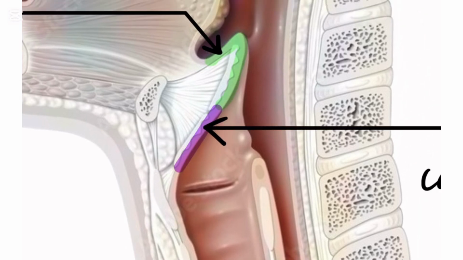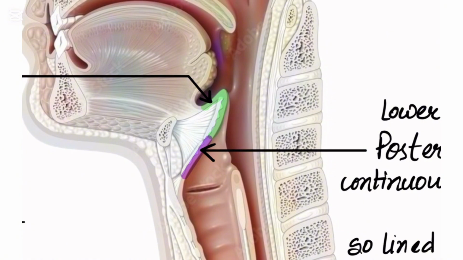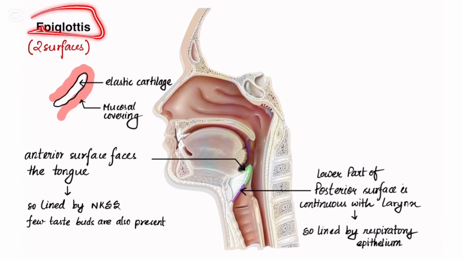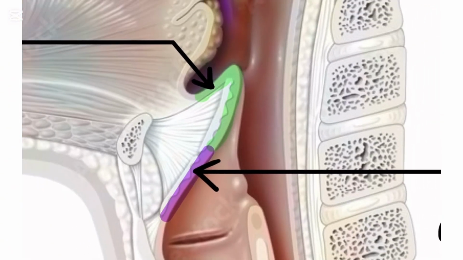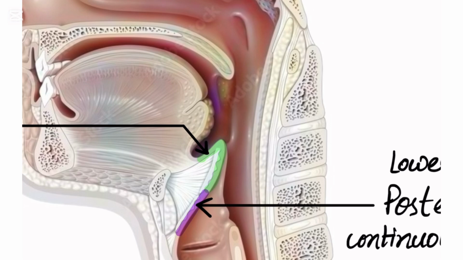right? So, in order for you to know the histology of epiglottis, you have to know the lining epithelium of epiglottis, and you can remember that by simply using your common sense. See, this is how. Your epiglottis contains two surfaces, an anterior surface and a posterior surface, right? The anterior surface is continuous with the tongue. The posterior surface is continuous with the trachea.